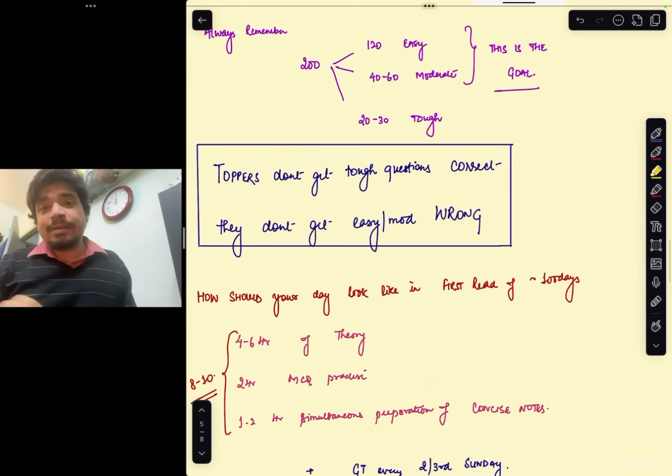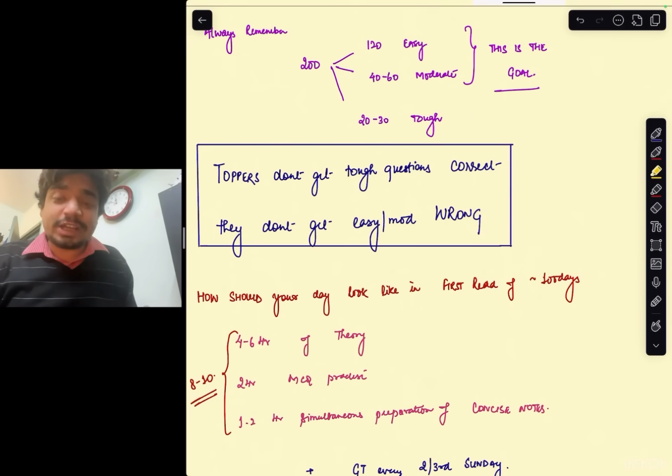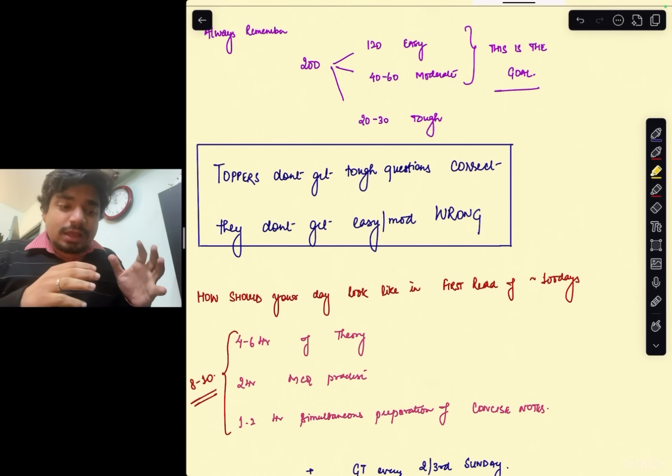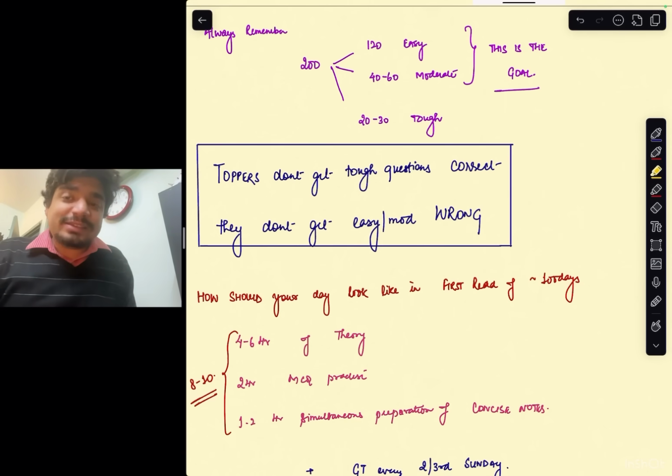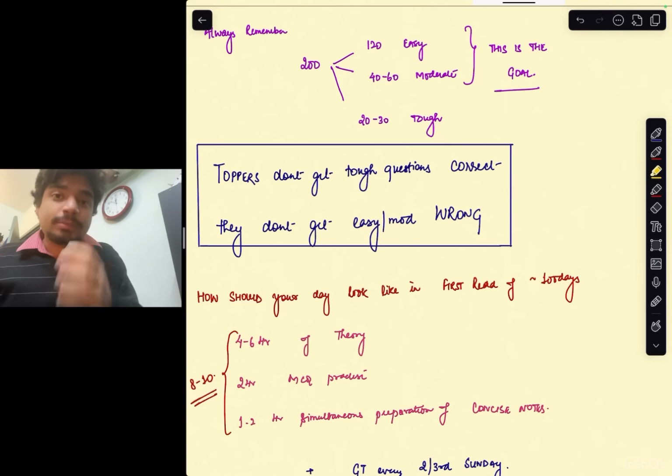Remember, any exam has 120 easy questions, 40 to 60 moderate questions, and 30 tough questions. Your rank is always determined by these easy and moderate questions. Toppers are not those who got the tough questions correct. They are the ones who never got a single easy or moderate question wrong. You don't become All India rank 1 by solving more tough questions.